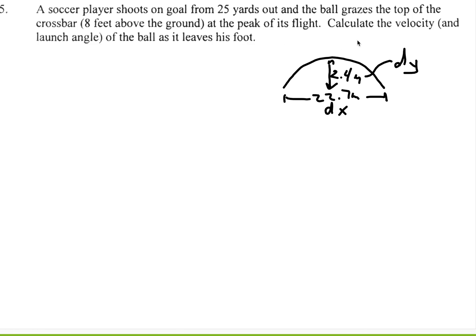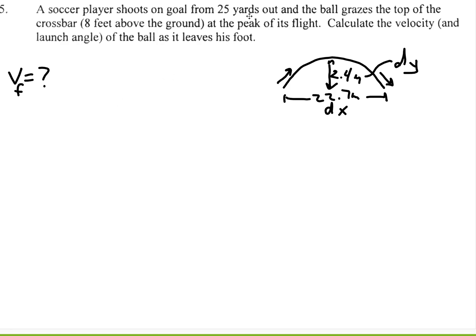Okay, so what do I need to find out? It says calculate the velocity and launch angle of the ball as it leaves his foot. So I want to know the launch angle when it leaves his foot. And just so you guys know, remember the launch angle and the speed that it gets kicked at, that's going to be the exact same as the launch angle and the speed that it hits the ground at. So basically for us, we're going to label this as VF. We want to find VF. And then, yep, that's it. That's the only thing we need to find.